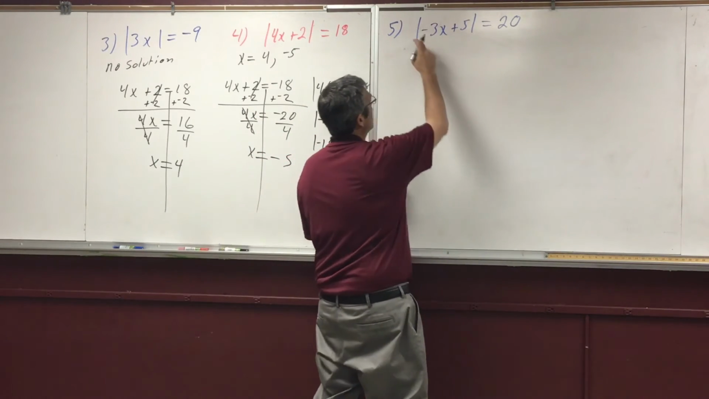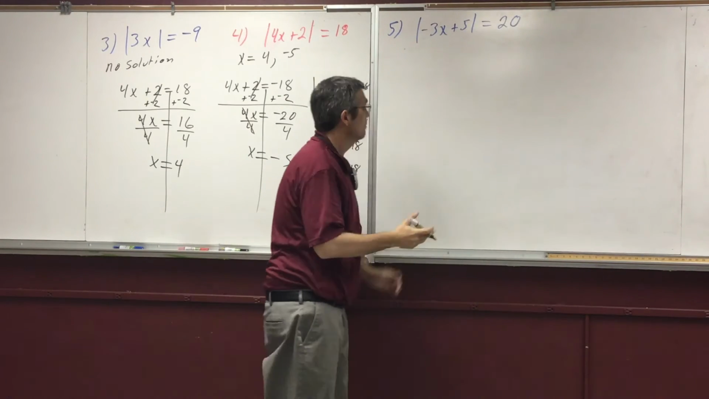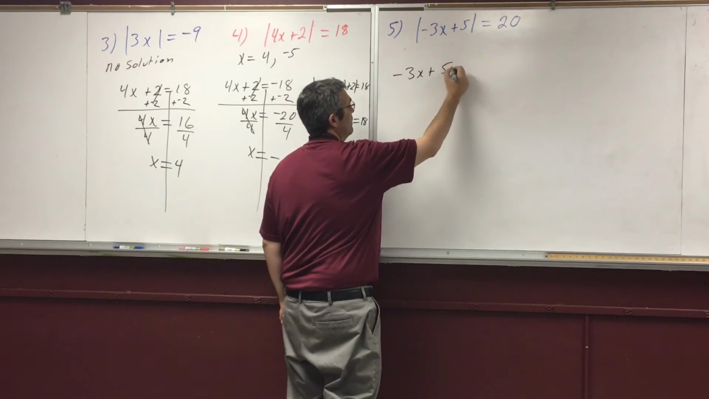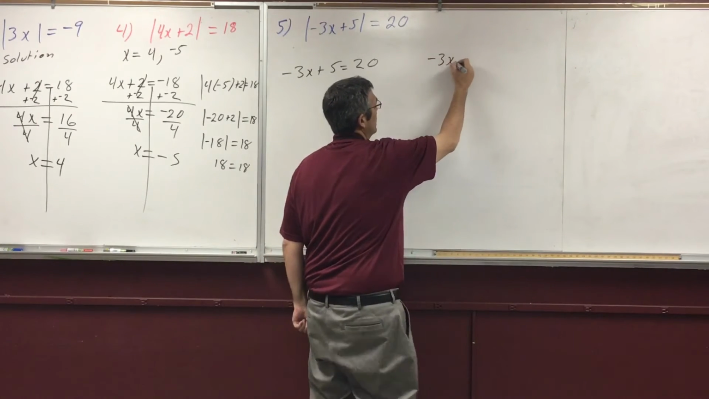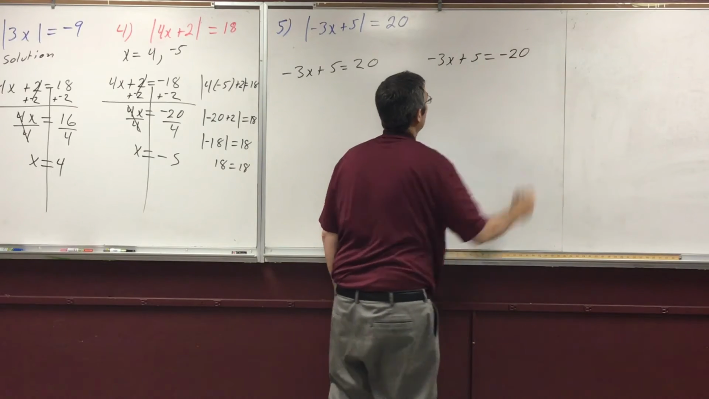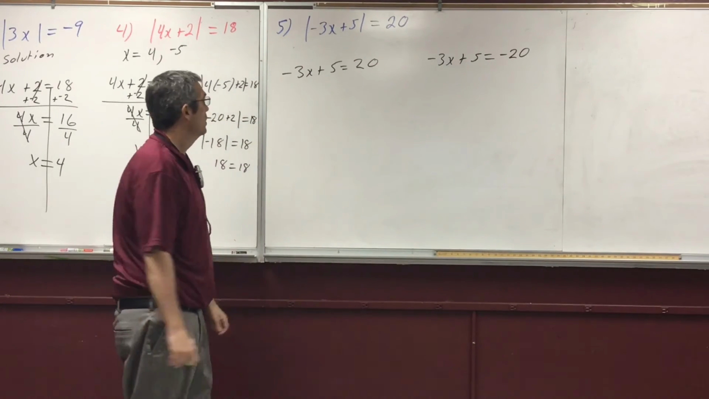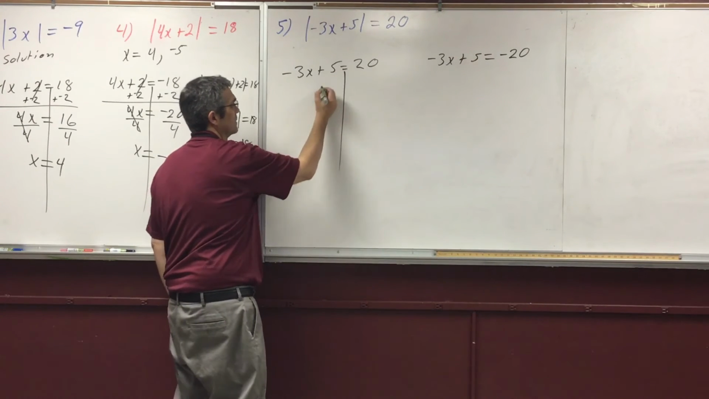Okay? So the absolute value of -3x plus 5 equals 20. No problem. -3x plus 5 equals 20. And then we got to do it again. -3x plus 5 equals -20. Again, that's a positive number, so I'm good. I can keep moving forward. Solve. Locate your variable. Do the thing that's furthest away.